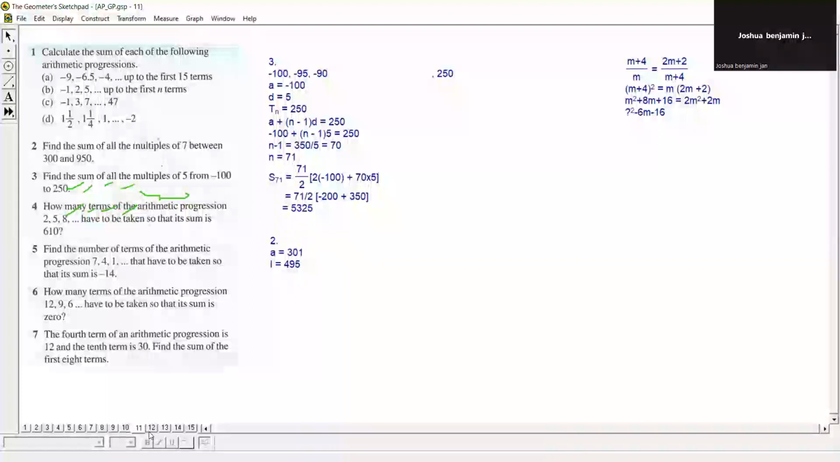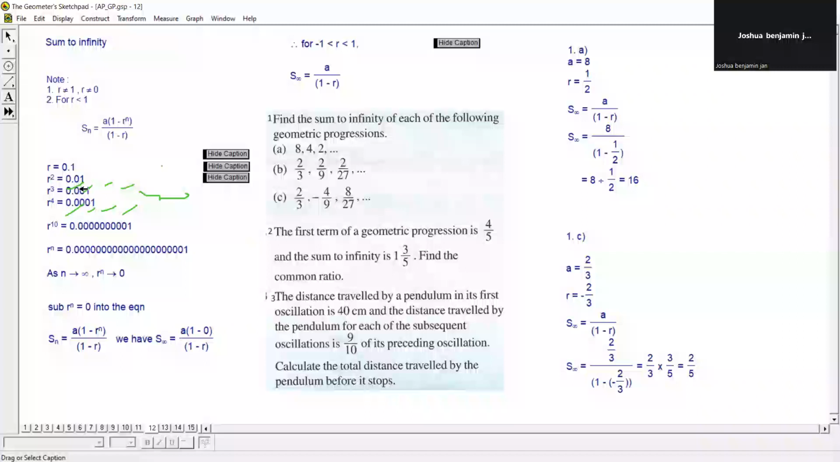Okay. Can follow. Okay, so now we go and do something called the S infinity. Now, what is the meaning of S infinity? S infinity means, let's say something like this. Let's say we take question number one. So I draw out somewhere here.